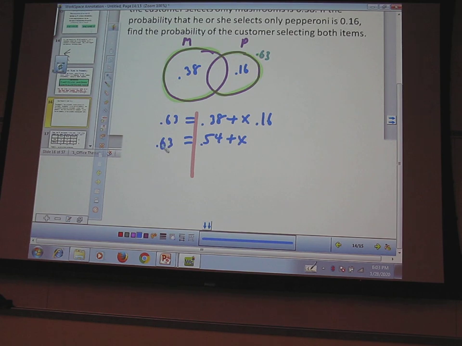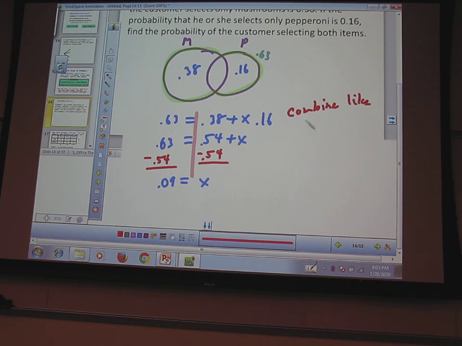And then we need to get the x all by itself. So how do we do that? Subtract. I need to get rid of this. So I'm going to subtract 0.54 from both sides. And then we end up with 0.09 equals x. Okay? So combine like terms.